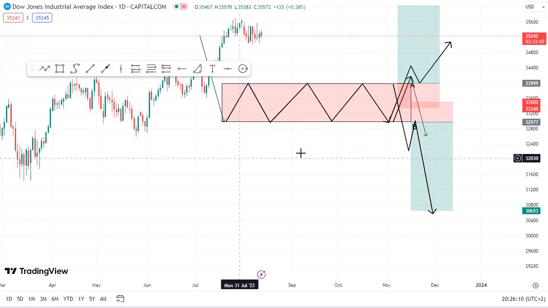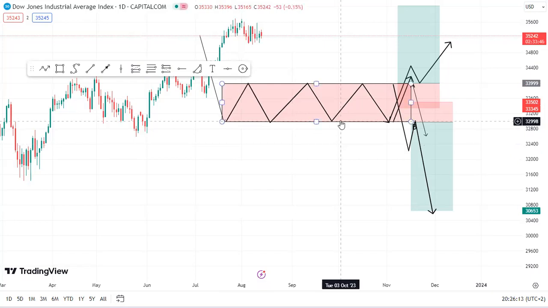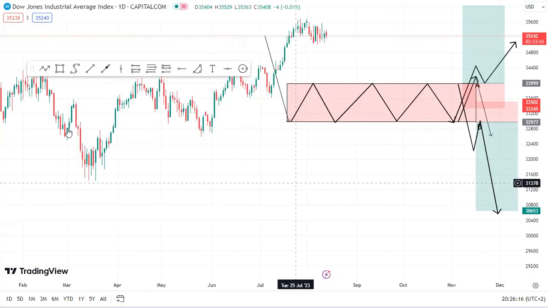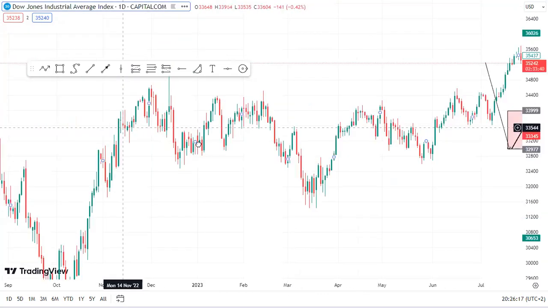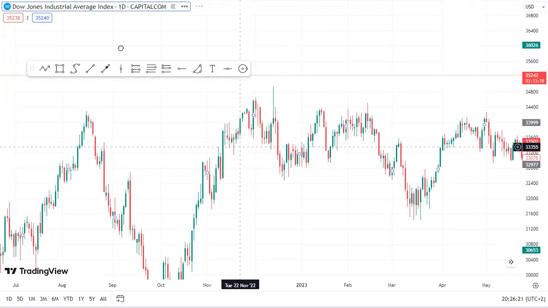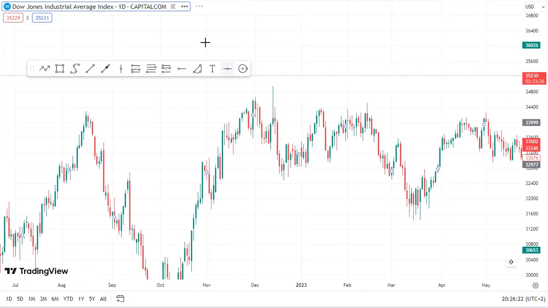Then let's go through. Let's look for something similar in that market. Let's use H4.